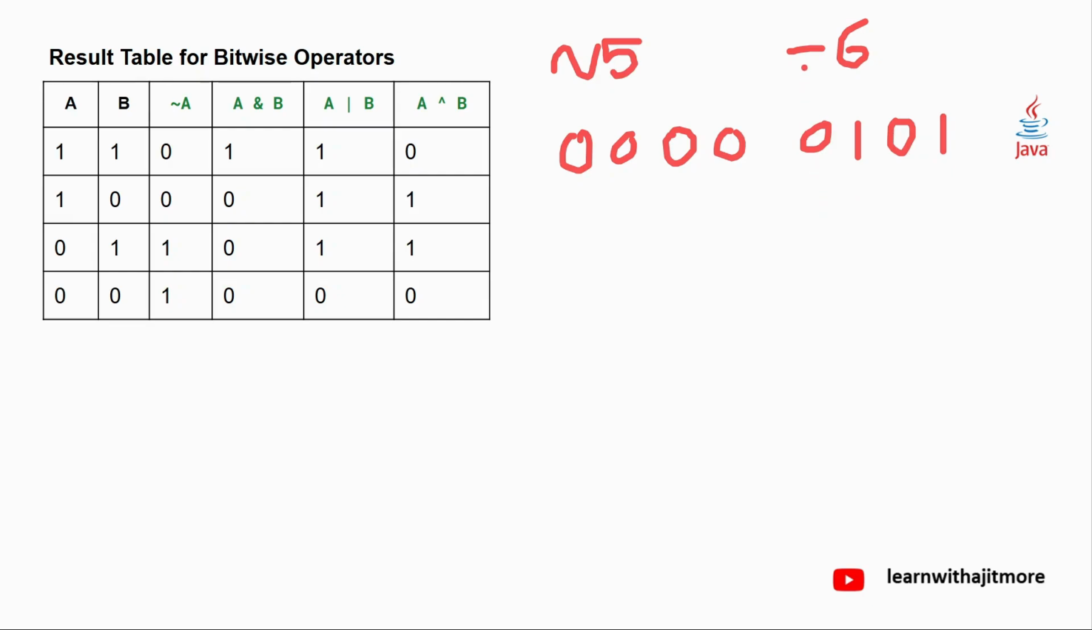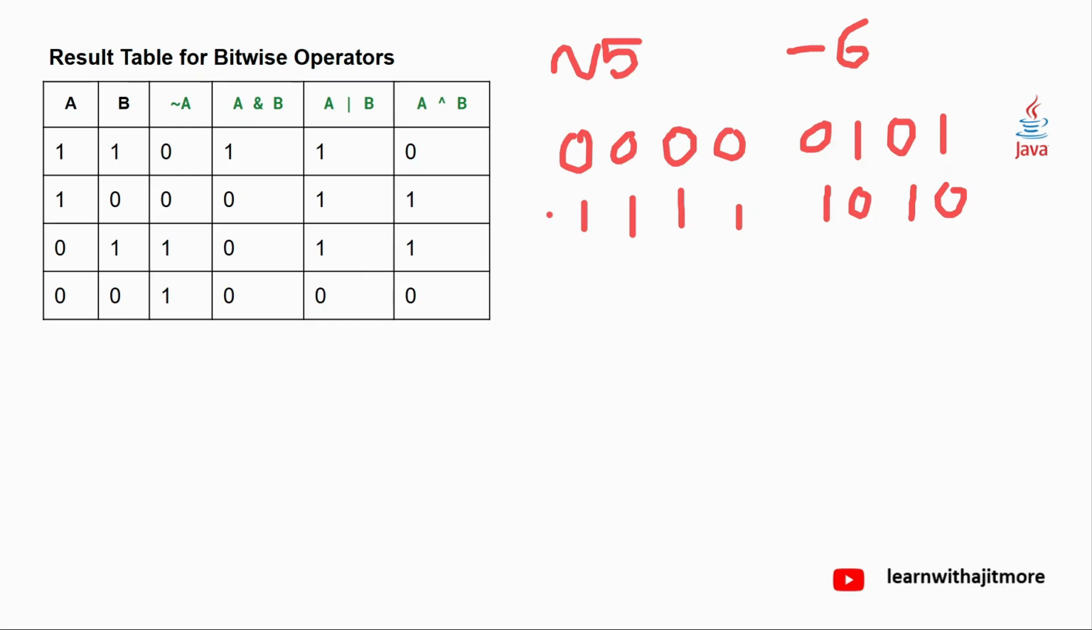I'm sure you have studied this in digital electronics or somewhere. This is 2 raised to 0, 2 raised to 1, 2 raised to 2. 2 raised to 2 is 4, and 2 raised to 0 is 1. So 4 plus 1 is 5. Now you are going to toggle it because you are going to do tilde of it. Okay? So all the bits are toggled. This will become 0, 1, 0, 1, 1, 1, 1, 1. All the bits are toggled.